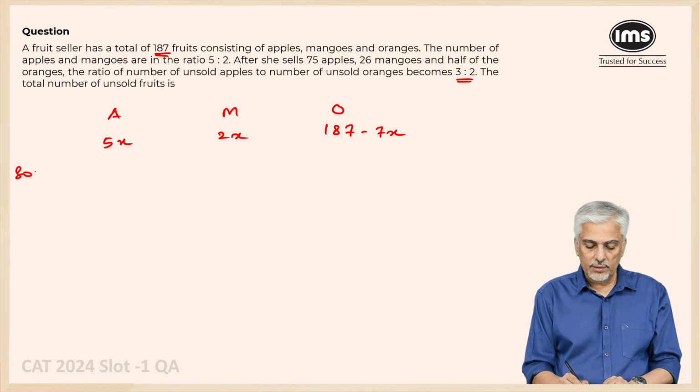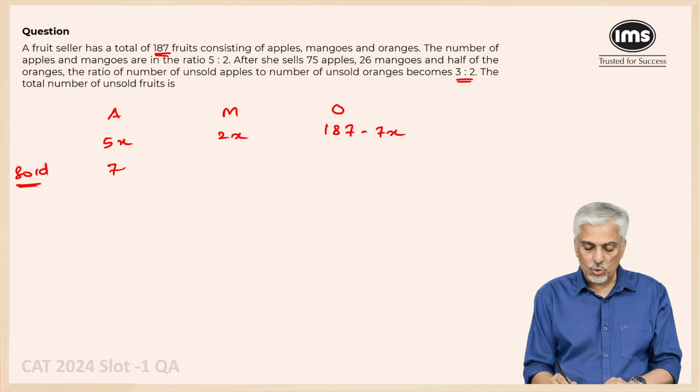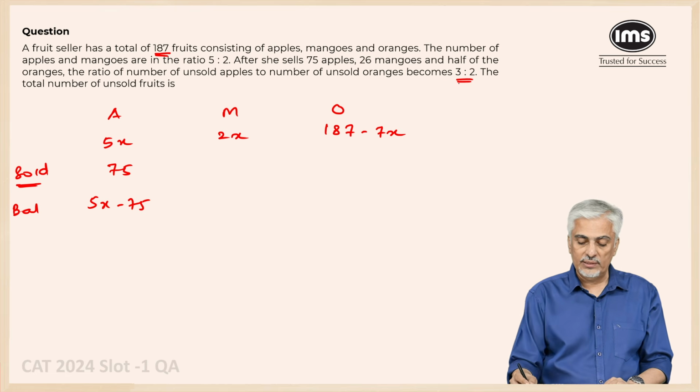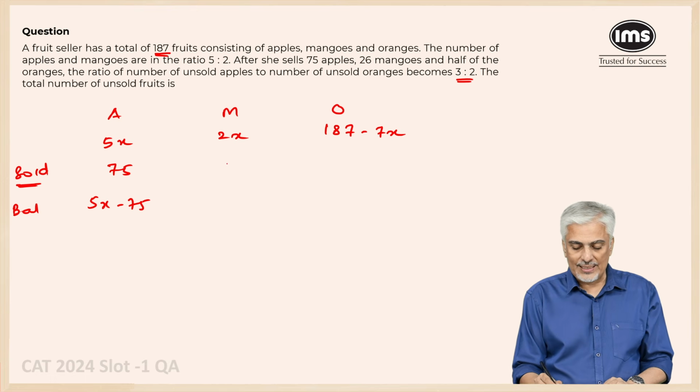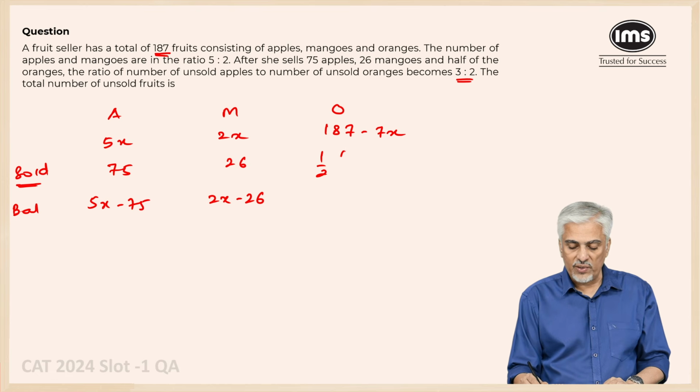Now what is sold? 75 apples are sold. So balance is how much? 5x minus 75. Mangoes, very frankly, I don't even need to waste my time on because I don't need them now. Or I'll need it at some stage. So let's write it: 2x minus 26. Half of the oranges is sold. So half of 187 minus 7x is sold. So balance is also obviously half of 187 minus 7x.